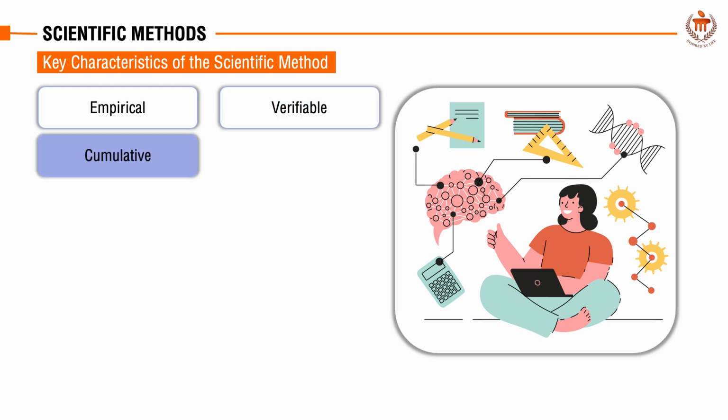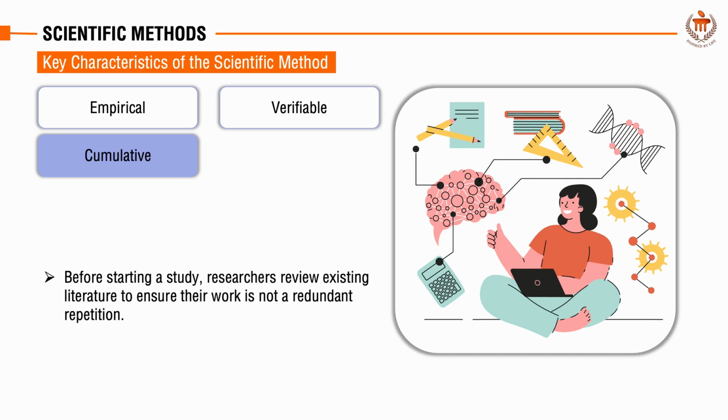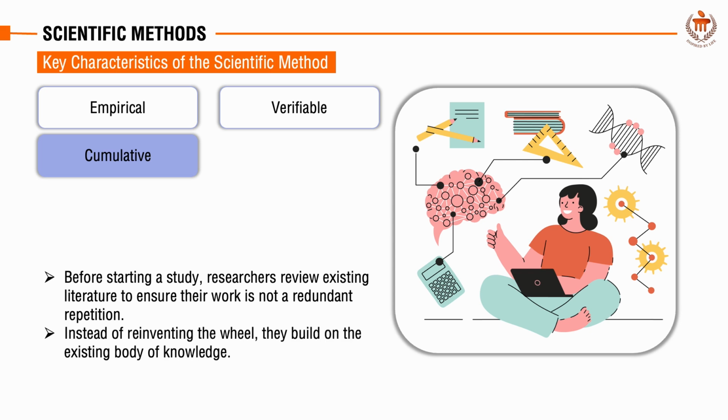The scientific method has another key feature, that is, being cumulative. Before beginning a study, researchers review existing literature to avoid duplicating previous work. Rather than repeating what is already known, they expand on the current body of knowledge. Research findings are systematically organized and connected to earlier studies, contributing to the overall growth of knowledge. This approach ensures that each generation builds on a strong foundation of existing understanding, enabling knowledge to evolve and progress over time.